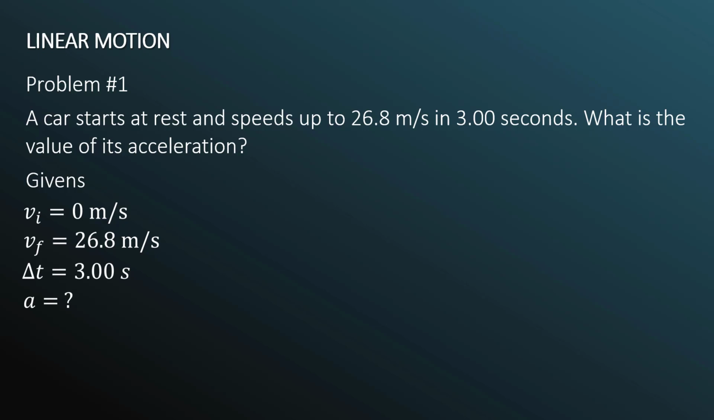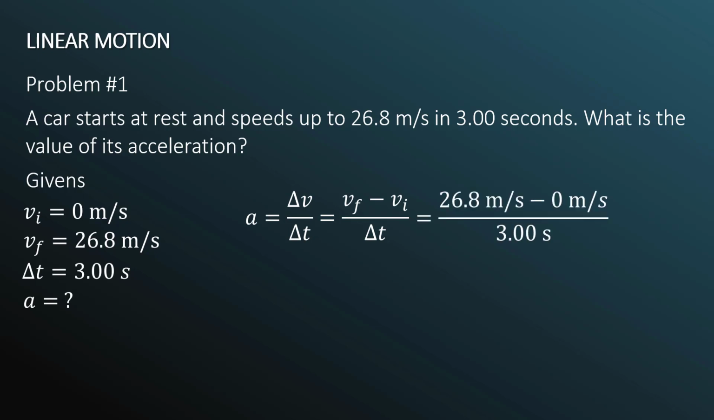Well, this is a simple plug and chug problem. We use our definition of acceleration, a equals delta v over delta t, where we're not really caring to write the vector notation here, because all we care about is the value. We don't care about any direction. And we write vf minus vi, because that is what delta v is, and we plug in our values. 26.8 meters per second minus 0 meters per second, all over 3 seconds. And this yields a value of 8.93 meters per second squared.